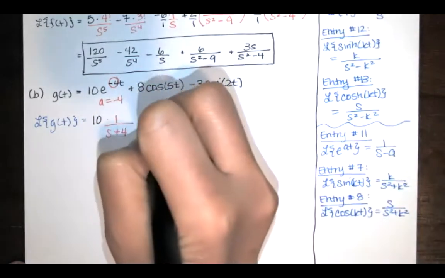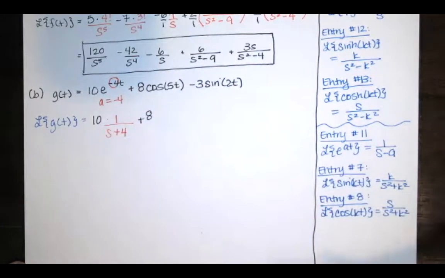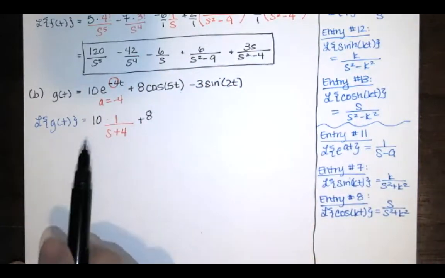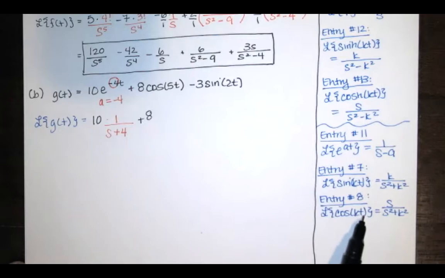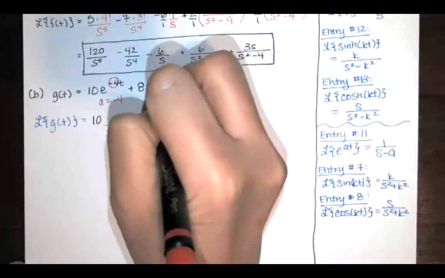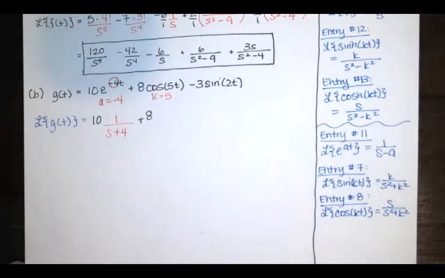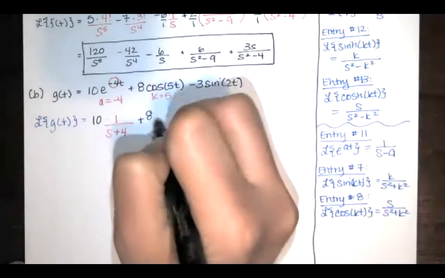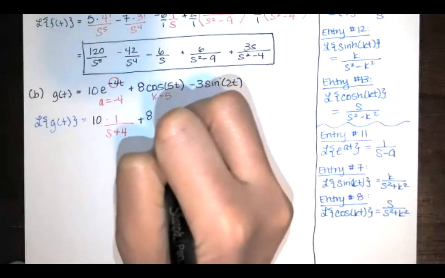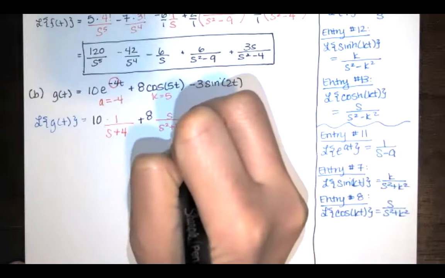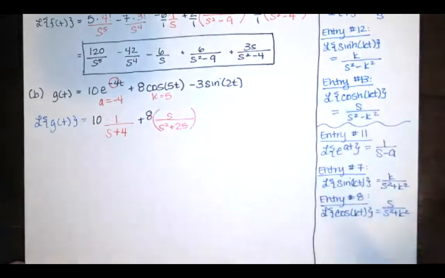Here we bring the 8 down, and we take the Laplace transform of cosine of 5t. Well, that matches this pattern, cosine of kt, where k is equal to 5. So according to this rule, we have an s over s squared plus k squared. If k is 5, k squared is 25.